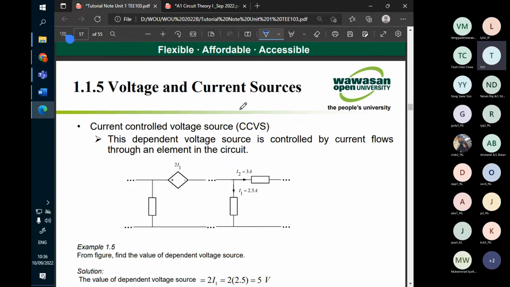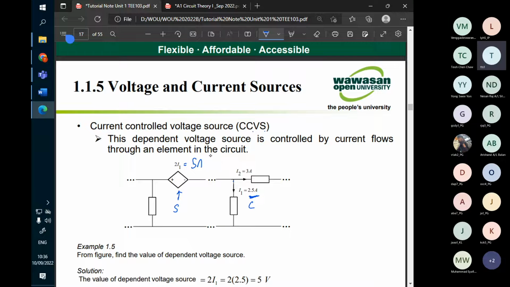Okay, the second one is the current control voltage source. Let's say you have a current flowing through this device. It's given as 2.5, and here is a current source. This one is the source, one is controlled by, right? This is controlled by 2.5. So if you calculate, it is 2 times I1. I1 is 2.5, so it becomes 5 ampere.